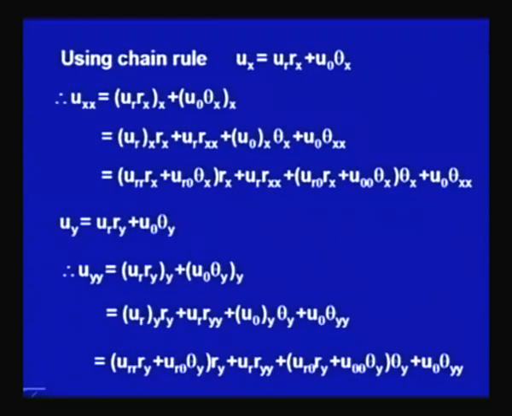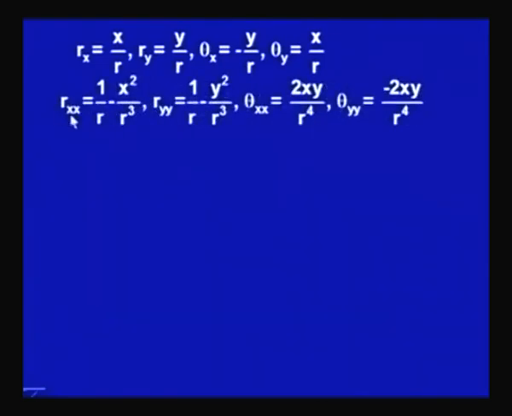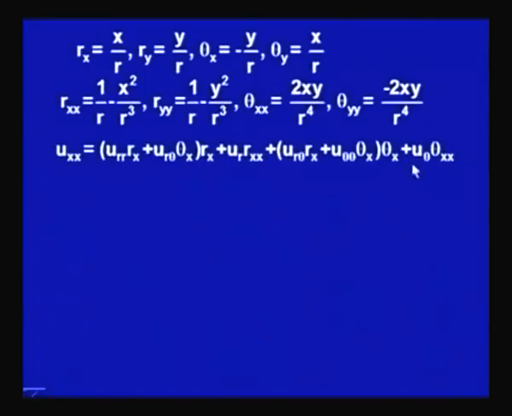So, now we substitute r_x, r_y, theta_x, theta_y in this one, what we had obtained. Moreover, we had also obtained r_xx, r_yy, theta_xx and theta_yy. So, let us first find out u_xx. This u_xx just now we had obtained as this formulation: u_rr r_x plus u_r_theta theta_x times r_x plus u_r r_xx plus u_r_theta r_x plus u_theta_theta theta_x times theta_x plus u_theta theta_xx.